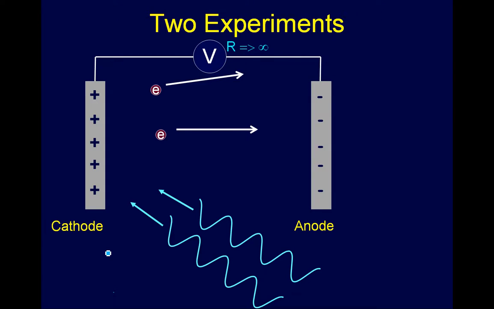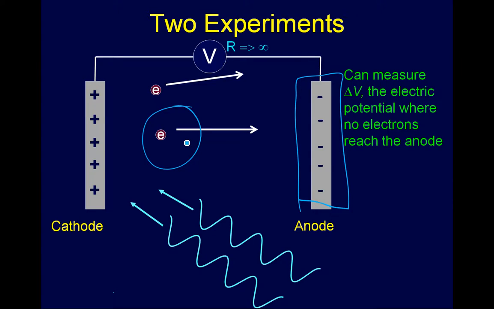And you get to a point where there are so many electrons over here that these electrons cannot reach the anode anymore. They're repelled by those negative charges. And so you get to a point where the delta V remains constant, and that's the electric potential between the two plates. It's basically measuring the electric potential between these two ends of this capacitor.